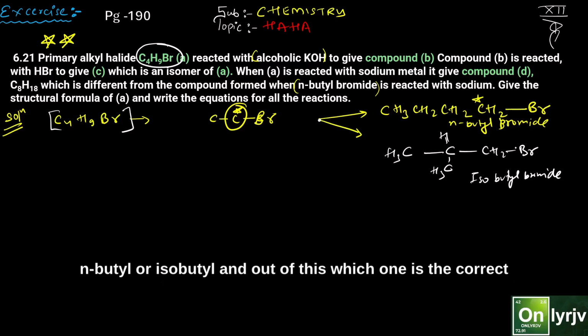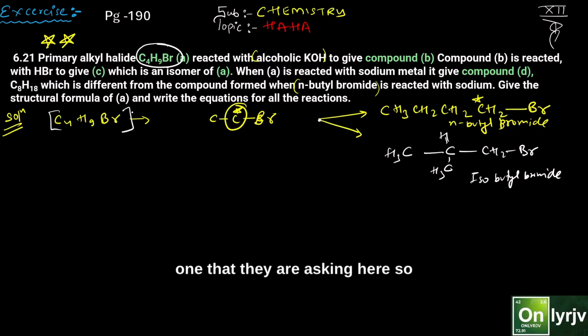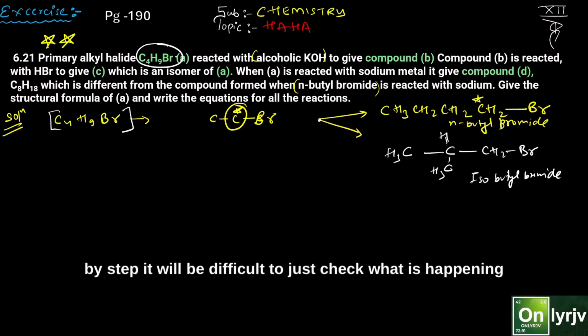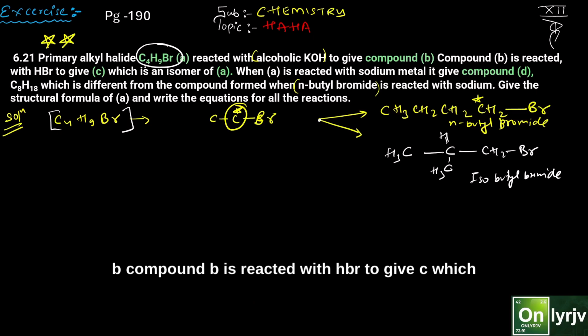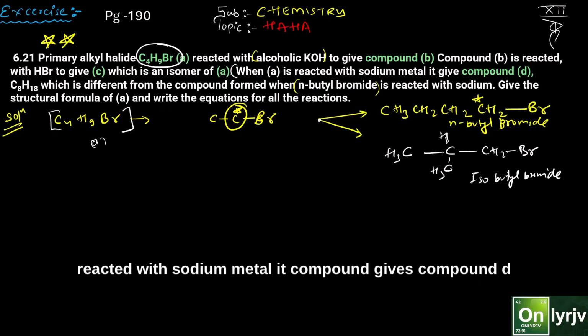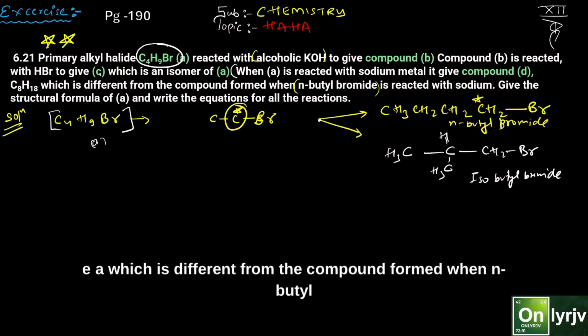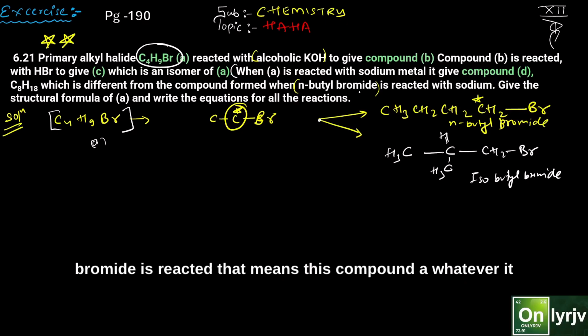And out of this, which one is the correct one that they are asking here? So in this case, if you do it step by step, it will be difficult. You have to just check what is happening with this compound A only. Okay, so let us find out. Compound B is reacted with HBr to give C, which is an isomer of A. A is reacted with, look at this one, when this compound A is reacted with sodium metal, it gives compound D, C8H18, which is different from the compound formed when N-butyl bromide is reacted.